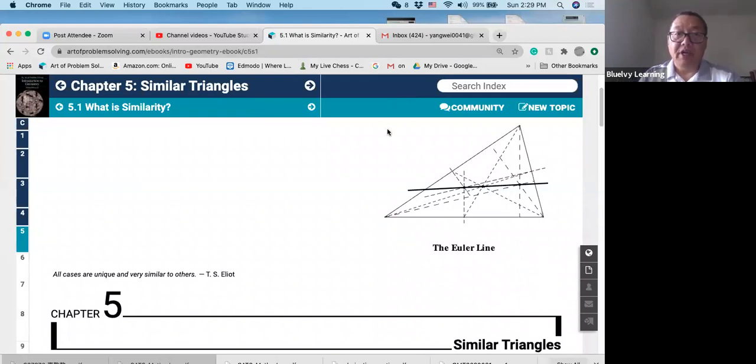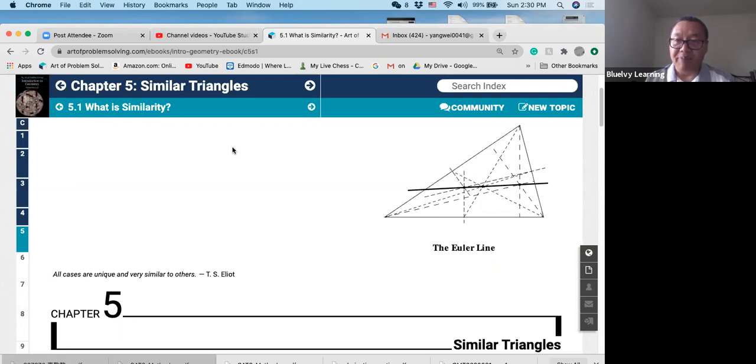So today we'll start to learn chapter 5, similar triangles. In the previous chapter we learned congruent triangles. That means the two triangles have exactly the same shape and size. The only difference may be their position or direction, right? When you flip or shift, you can make the two triangles overlap exactly. Then we call that congruent triangles.